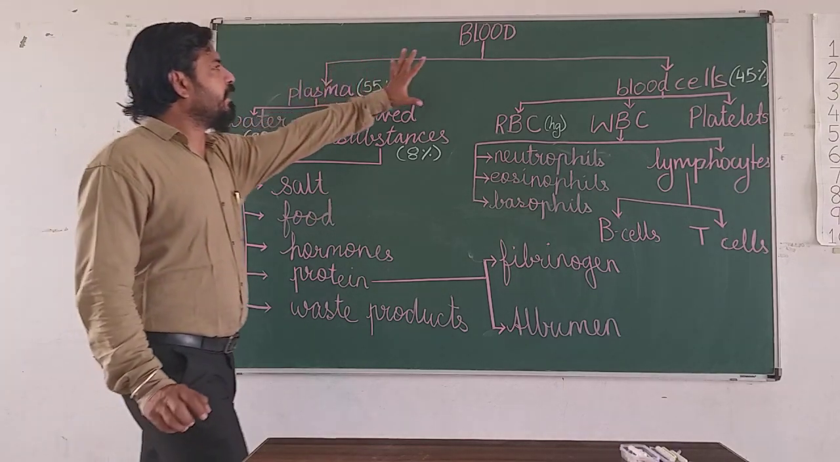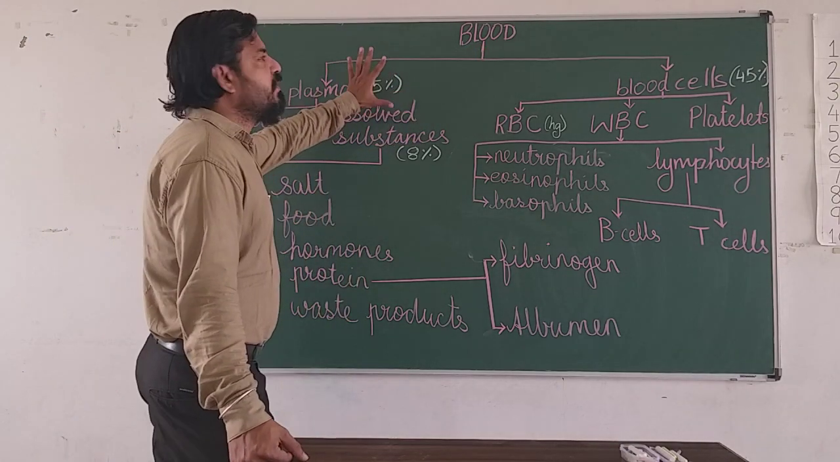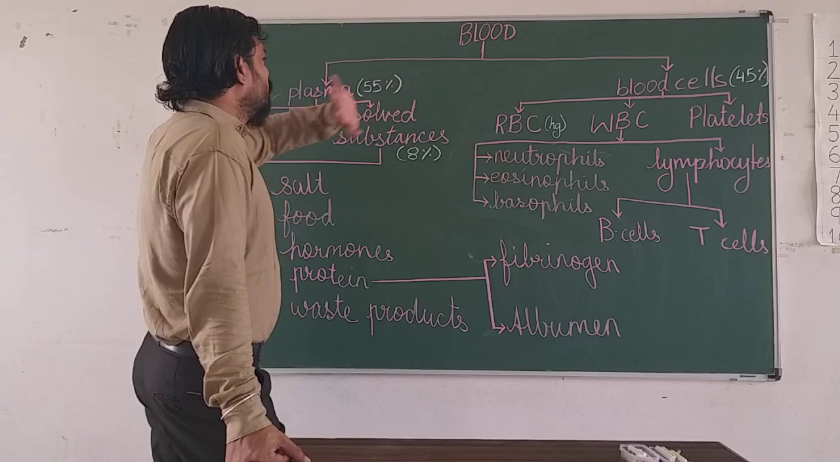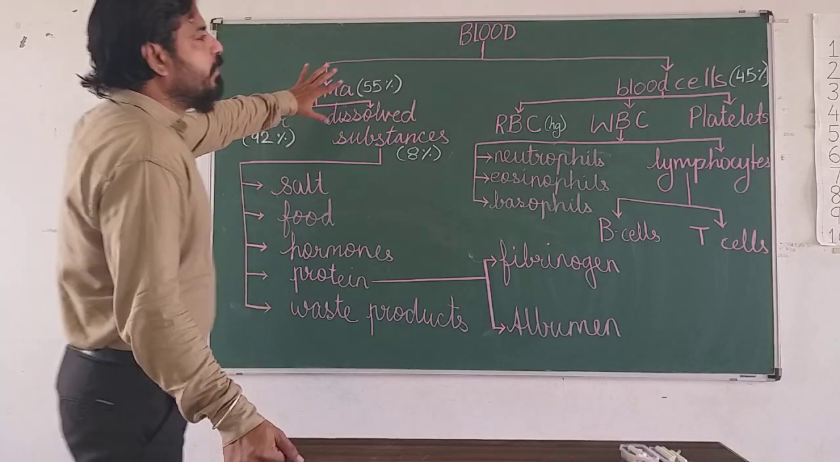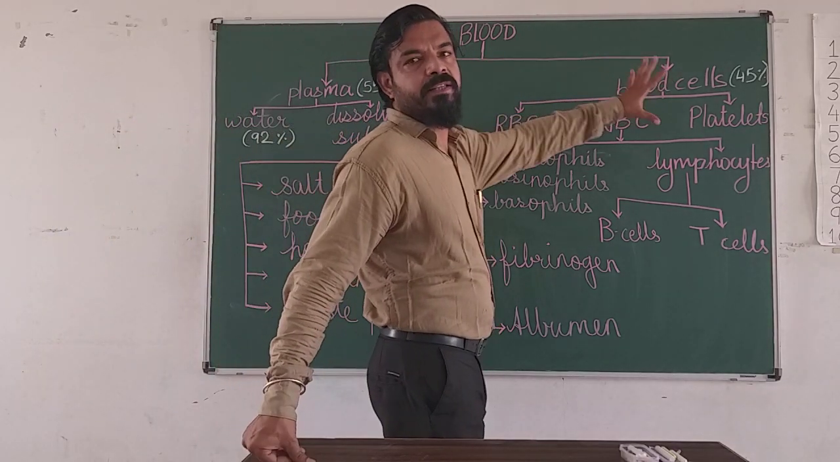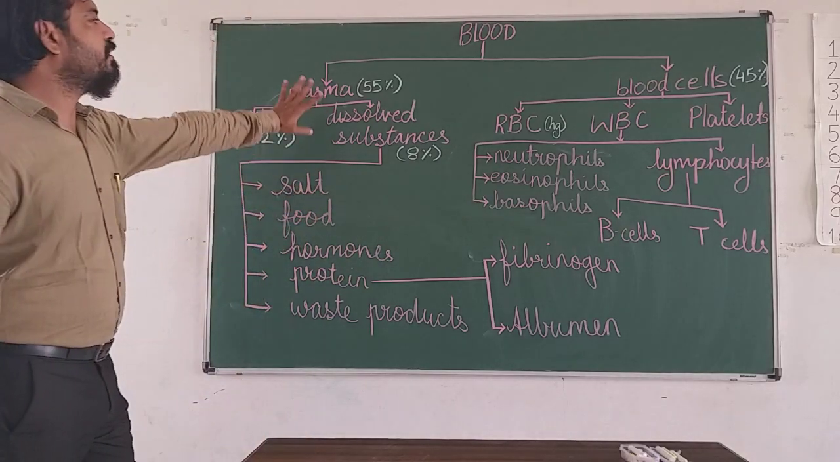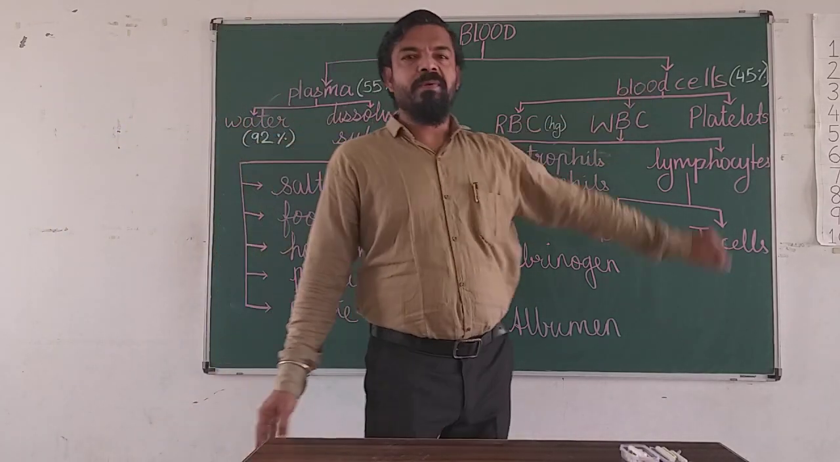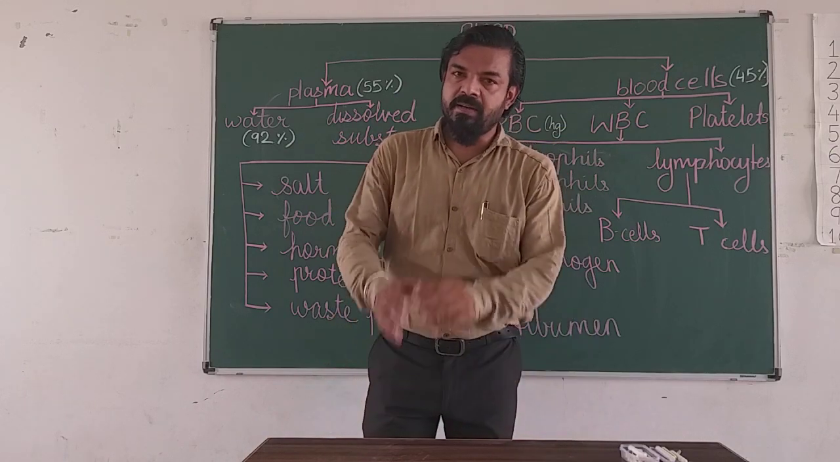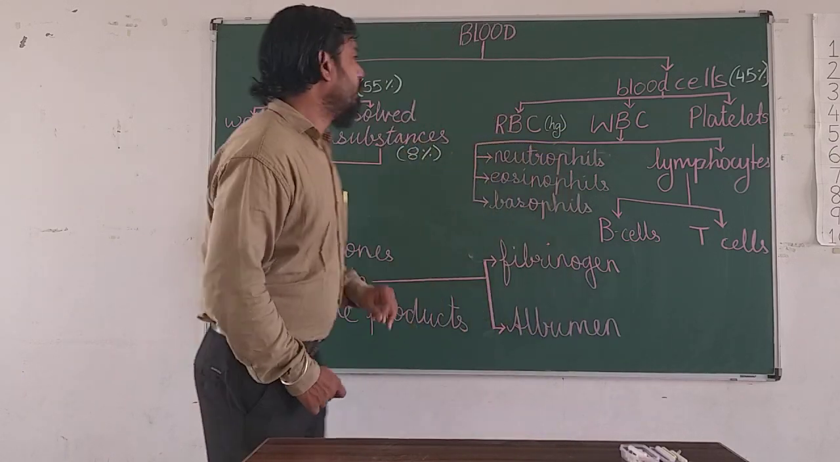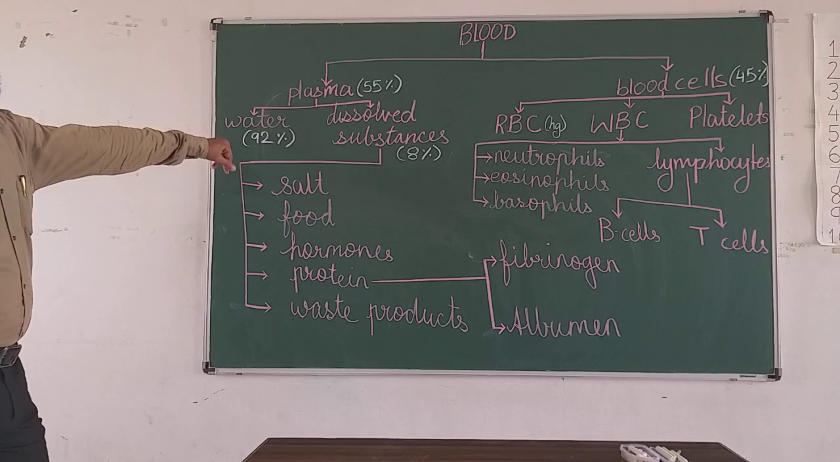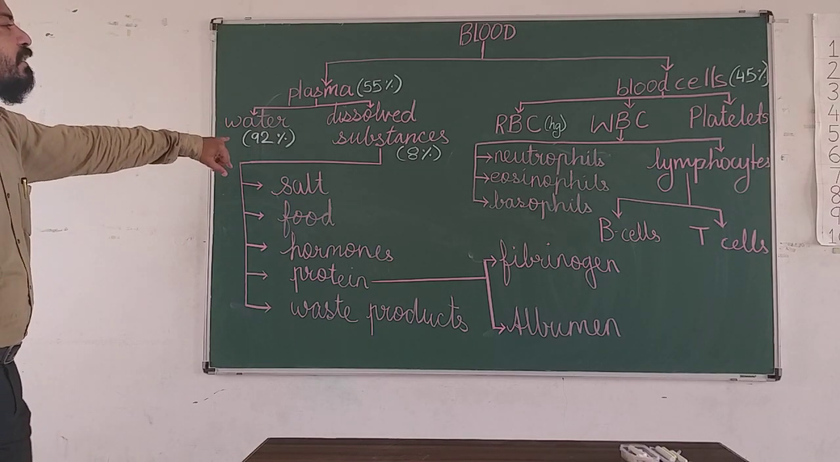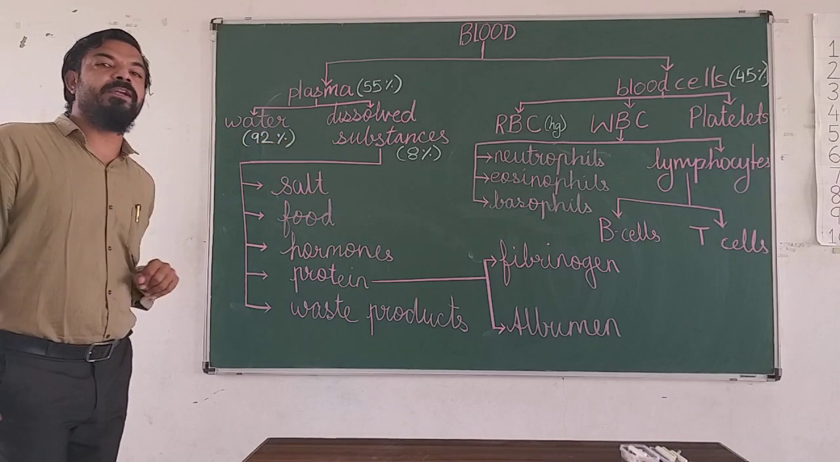Now, these are the things which are present in the blood. Blood contains plasma and blood cells. 55% is plasma and 45% is cells present in the blood. In the plasma, water is 92% and dissolved substance is 8%.